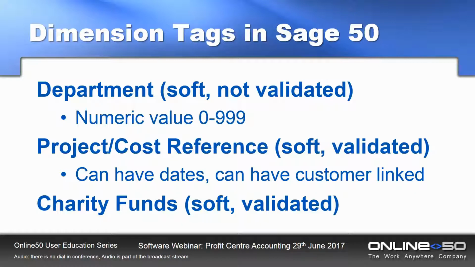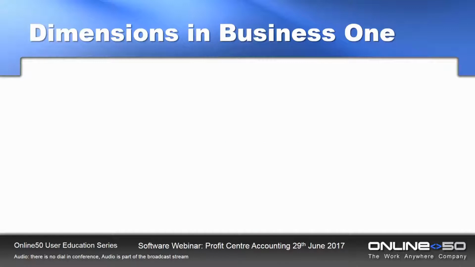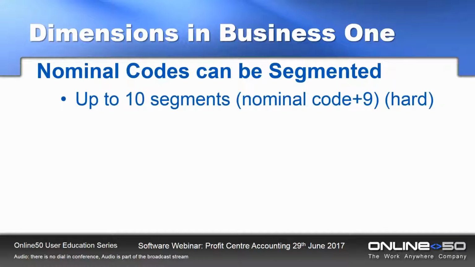Okay, we're going to look at what you get in SAP Business One. So I mentioned earlier, SAP does support segmenting the nominal ledger. So if you do that, then your nominal ledger can have up to 10 segments, so the initial natural account code portion plus a further 9 segments if you need it. Because this is a nominal coding, it is hard. You must enter a valid combination and each transaction must have a nominal code.